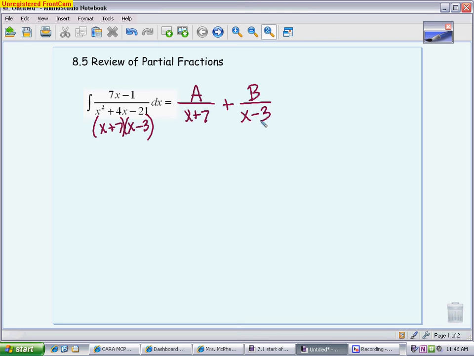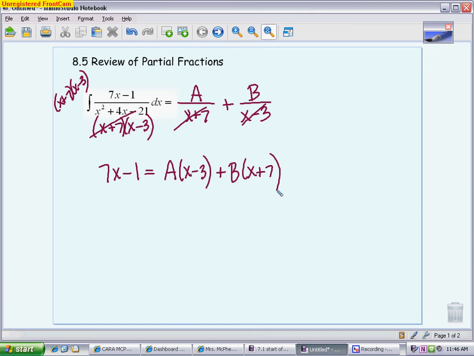So my first step, once I have it written as this partial fraction, it's called a partial fraction decomposition, is to clear fractions. So I'm going to multiply everything by the common denominator, x plus 7, x minus 3. And when I do that, this entire denominator will cancel, so I'll be left with 7x minus 1. When I do that with the A term, the x plus 7s will cancel, so I'll be left with A and an x minus 3. And then when I go to the last term, the x minus 3s will cancel, and I'll be left with B and an x plus 7.